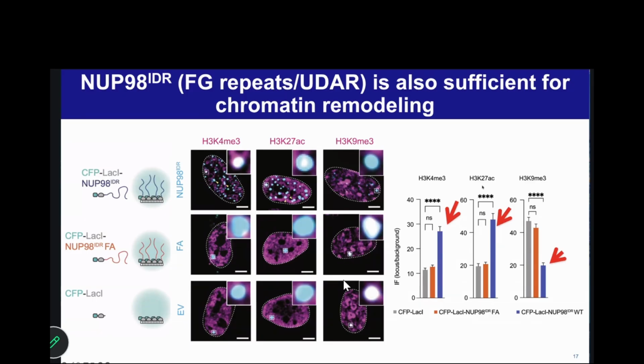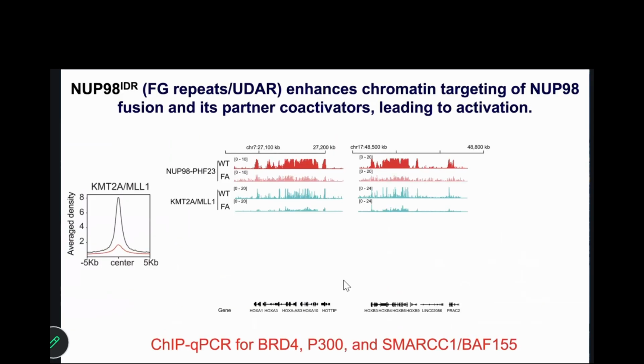And because this is just one reporter locus, we also use cells in which we ectopically express the fusion, either with wild type FG repeats or mutated FG repeats, and then perform genomic analysis. You're looking at the HoxA or HoxB locus, which is a classic oncoprotein target of this disease.